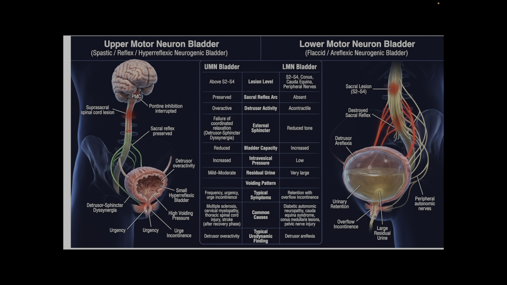Because of this, the detrusor becomes overactive, producing a small capacity hyperreflexic bladder. A characteristic feature here is detrusor sphincter dyssynergia, where the detrusor contracts but the external urethral sphincter fails to relax appropriately.